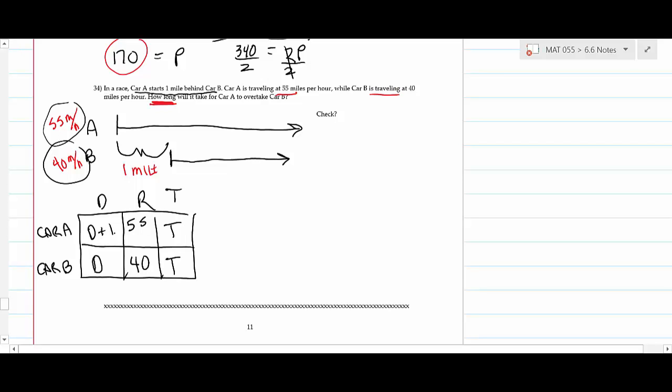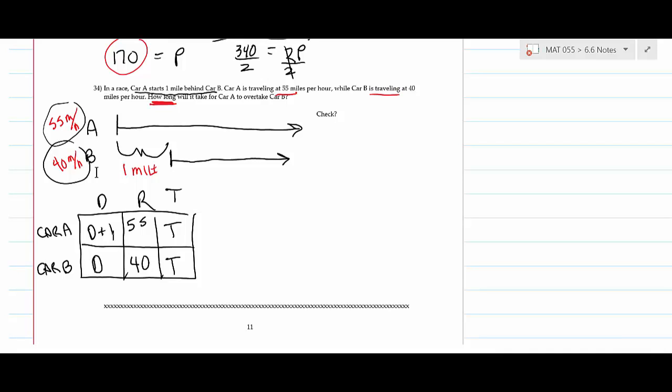Okay? Or did I do that backwards? Doesn't car B get one? No, car A goes further, doesn't it? So D and D plus 1. Now you could do this backwards. You could go D and D minus 1, if you're thinking that way.